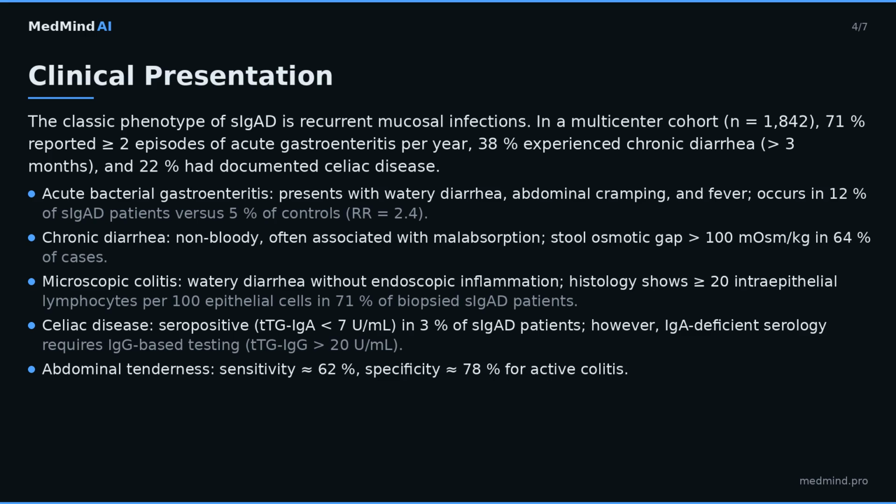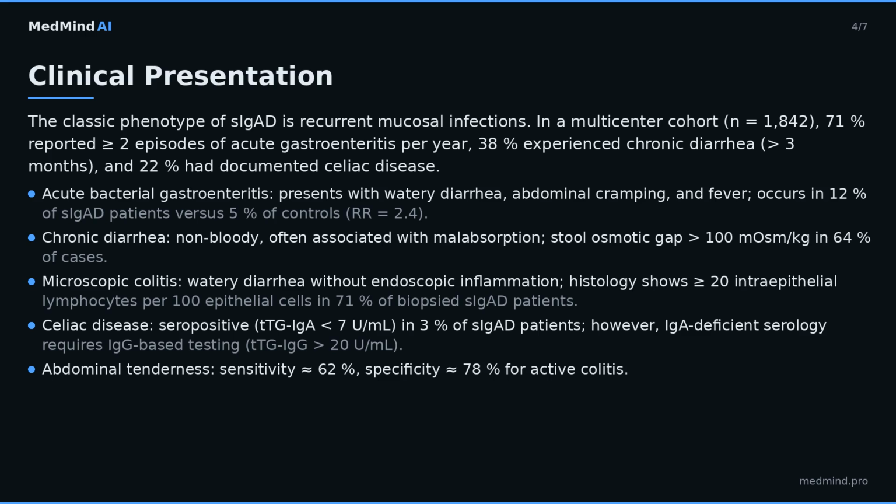In a multicenter cohort, N equals 1,842, 71% reported greater than or equal to 2 episodes of acute gastroenteritis per year, 38% experienced chronic diarrhea lasting 3 months, and 22% had documented celiac disease. Atypical presentations include persistent fatigue, 45%, arthralgias, 18%, and dermatitis herpetiformis, 5%. In elderly, greater than 65Y, or diabetic cohorts, infections may be muted, presenting as weight loss, 28%, or confusion, 12%.